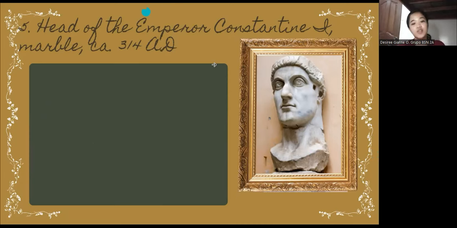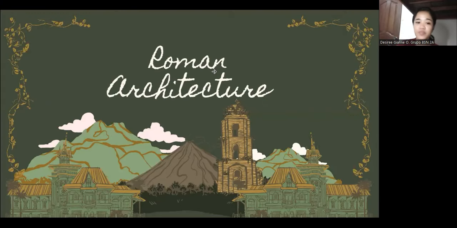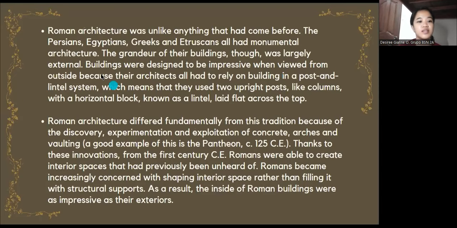Now let's proceed to Roman architecture. As we can recall, another example of Roman architecture is the Temple of Jupiter Optimus Maximus that was presented earlier. Another example will be presented later. Now, Roman architecture was unlike anything that had come before. The Persians, Egyptians, Greeks, and Etruscans all had monumental architecture. The grandeur of their buildings, though, was largely external. Buildings were designed to be impressive when viewed from outside because their architects all had to rely on building in a post and lintel system, which means that they used two upright posts, like columns, with a horizontal block, known as a lintel, laid flat across the top.